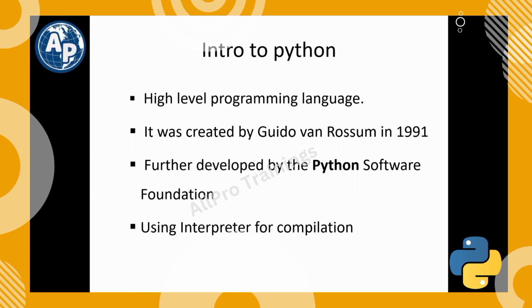Python is a programming language, right? So it is a high-level programming language. A high-level programming language is one that should be readable by us, and it should be easy for the system also. So that is called a high-level programming language.